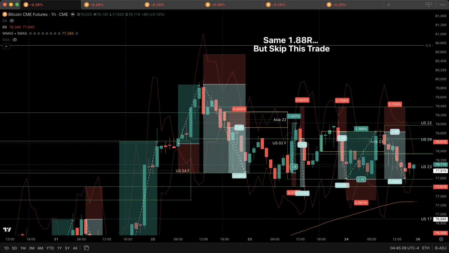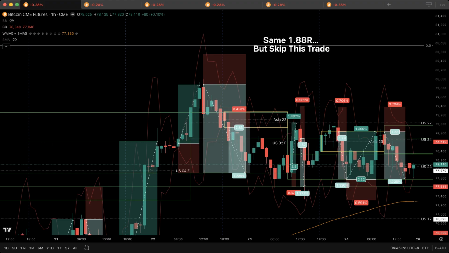Entry is not the edge. Context is. Stop is not protection. It is confirmation of failure. Target is not expectation. It is where structure completes.